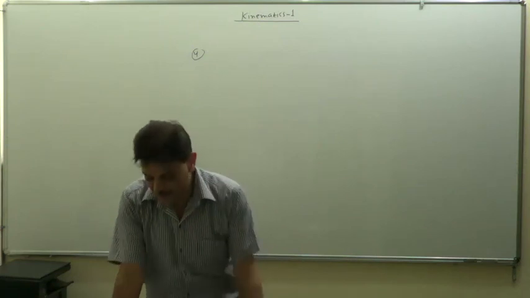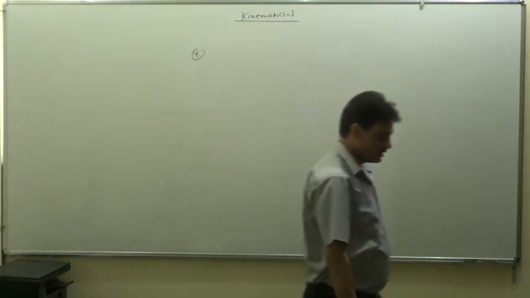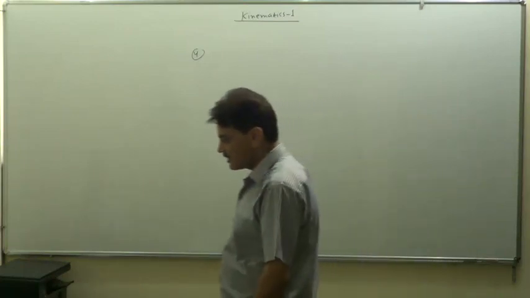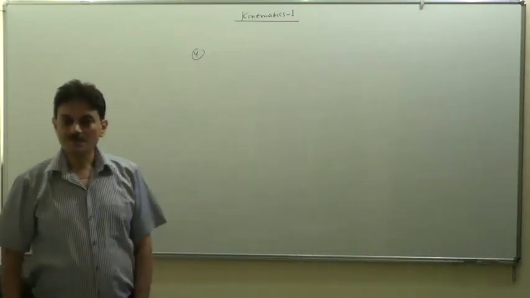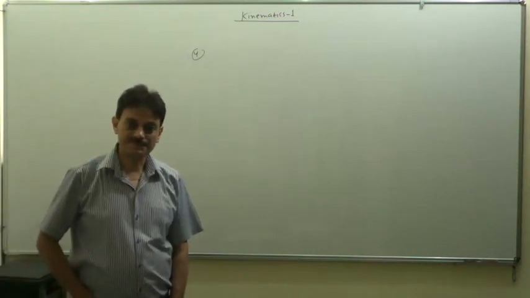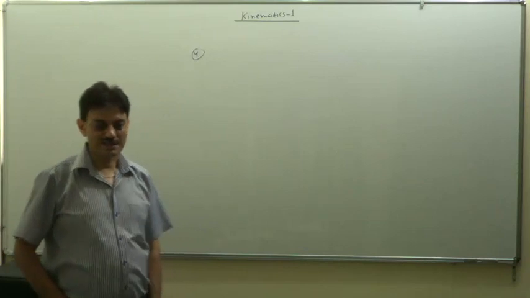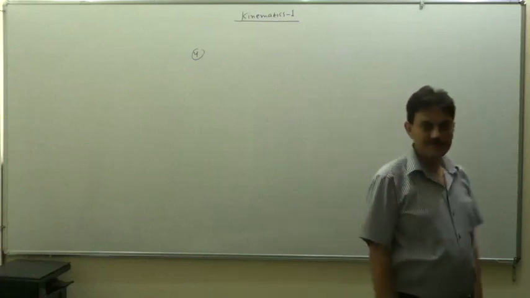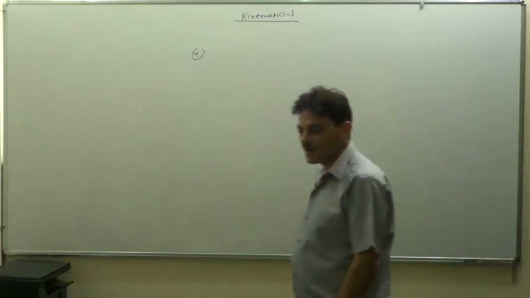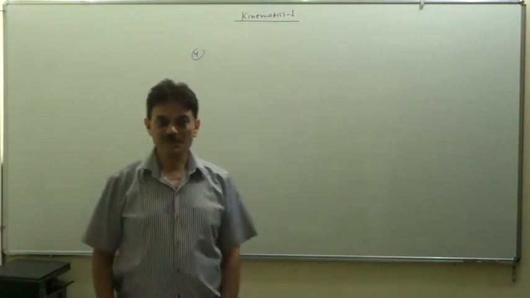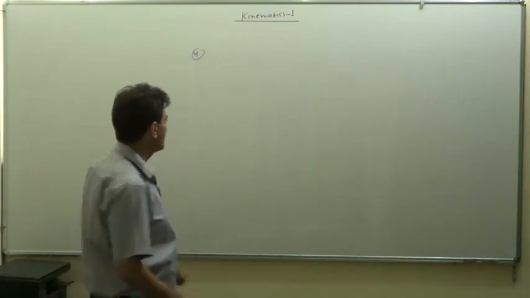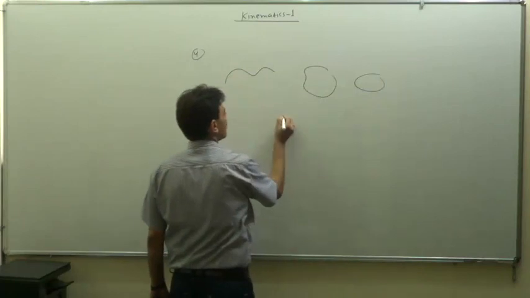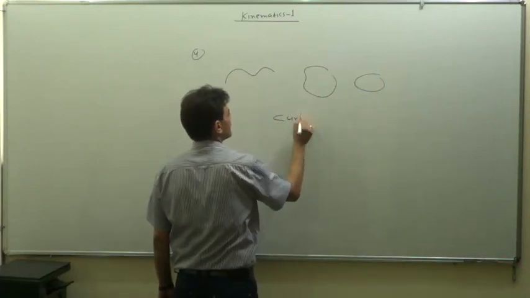So note down, a curvilinear path means a path which is not a straight line. For example, circular path, parabolic path, etc. Right? It means like this, like this, like this. These all are curvilinear paths.